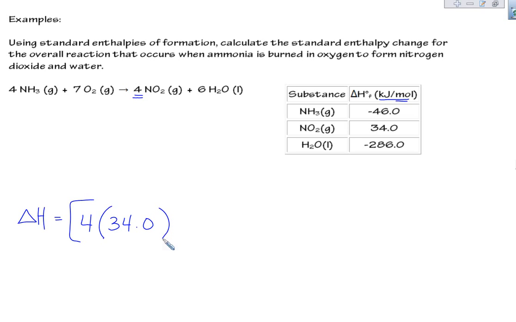Common mistake number 2, this is products minus reactants, and they want to start with the reactants. So this guy here, and I'll leave the kilojoules out, it will be in kilojoules. This is for the NO2, the nitrogen dioxide. To that, I'm going to add the total energy of those 6 waters in the liquid phase.